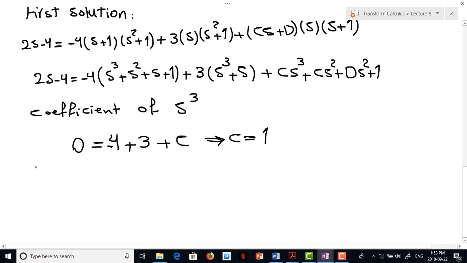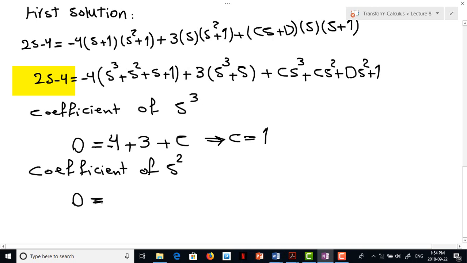Now we look at the coefficient of s squared in the right side and left hand side of the equation. In the left hand side of the equation, the coefficient of s squared is 0. In the right hand side of the equation we have minus 4 times s squared plus, here we don't have it, plus c squared. So c plus d. We already found c is equal to 1. As a result, d should be equal to 3.